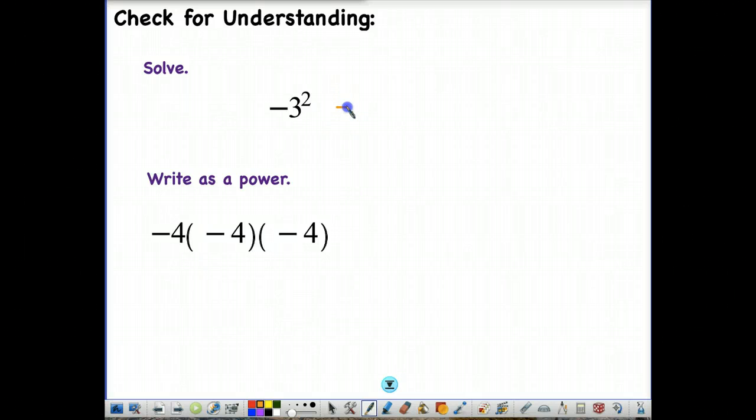All right, remember, and you can try this on your own, this isn't -3 times -3. This problem is really -3 times 3. So if we look at what that is, the negative is out front, and we do the 3 times 3, which is 9. Okay, so be careful where that negative is. If it was in parentheses with the 3, then it would be negative 3 times negative 3.